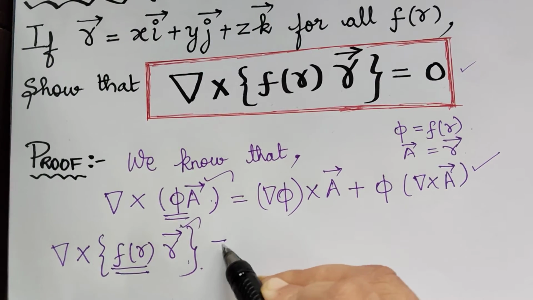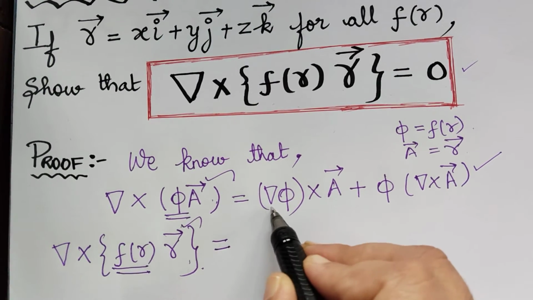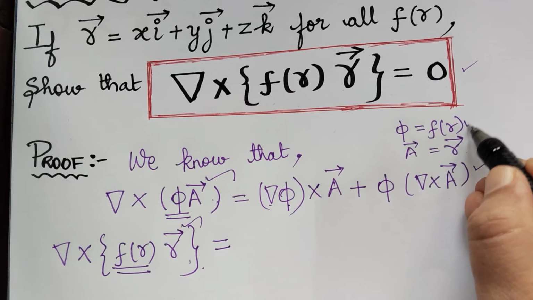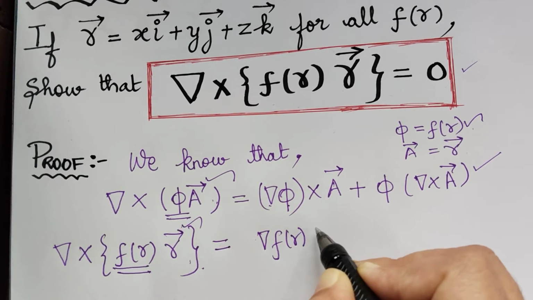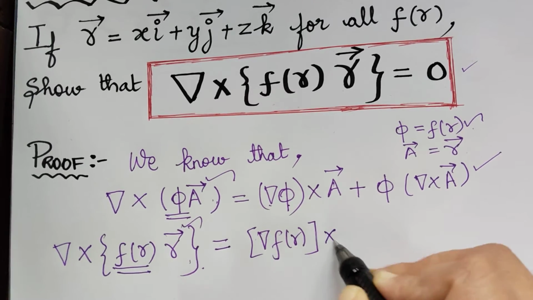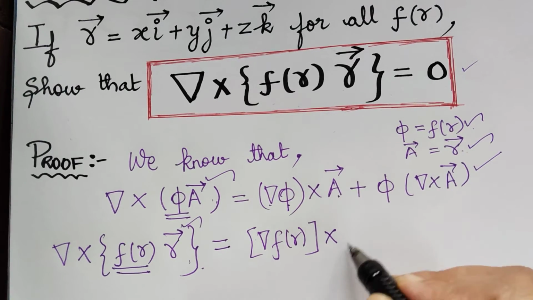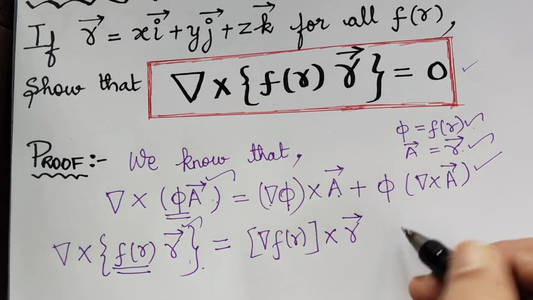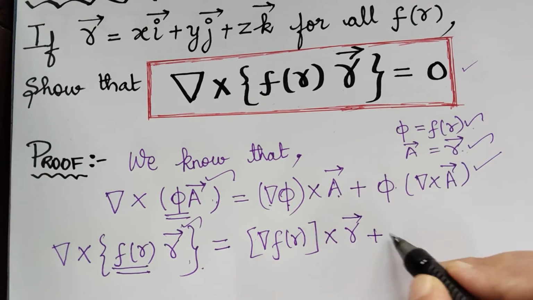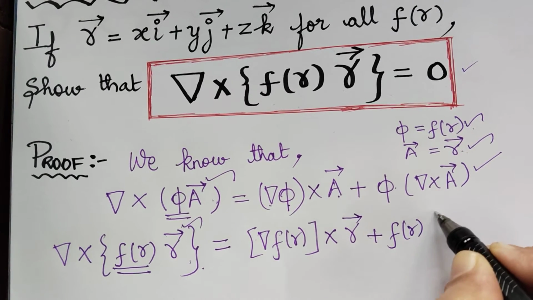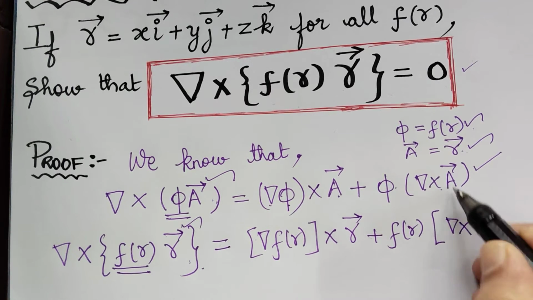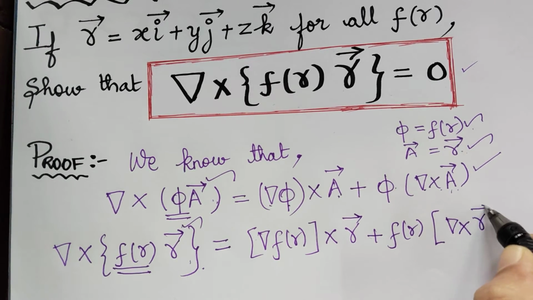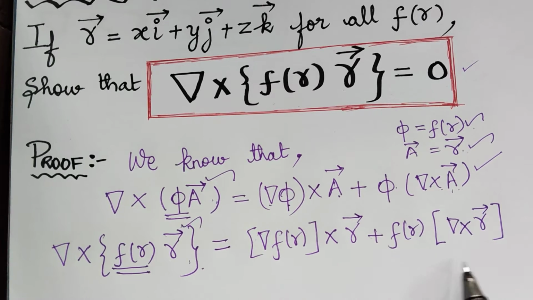Therefore this will be equal to, first is nabla phi. What is phi? It is f of r. So nabla f of r cross product with a vector. A vector is r vector. So cross product with r vector plus phi multiplied with nabla cross a vector, so f of r multiplied with nabla cross r vector. So we have obtained this now.